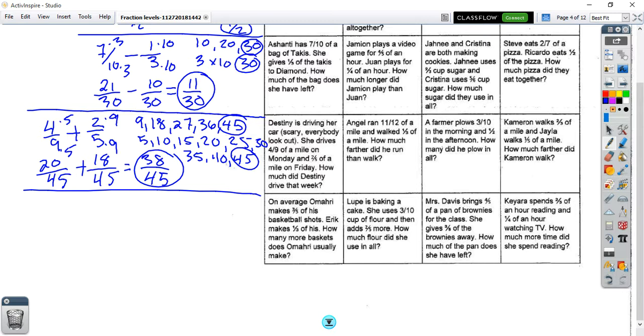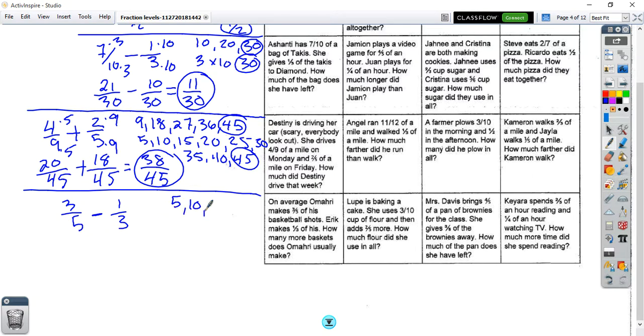Next problem. On average, Amari makes 3/5 of his basketball shots. Eric makes 1/3 of his. How many more baskets does Amari usually make? So as a fraction of the shots. So we're going to subtract this because it's how many more. So it's trying to figure out the difference. So I have 3/5 minus 1/3. I'll list my 5s and my 3s.